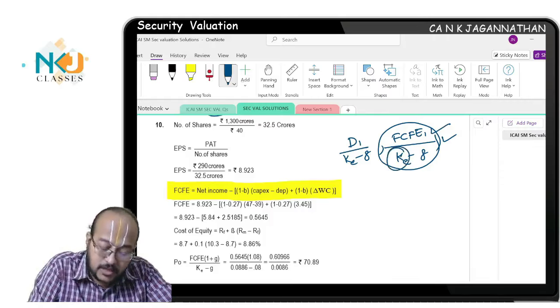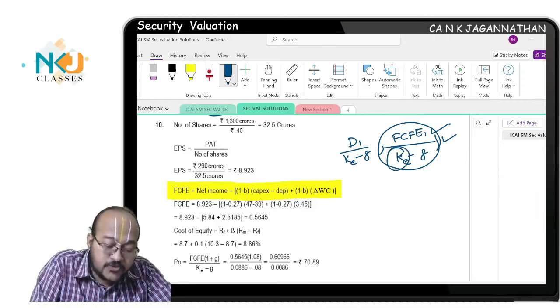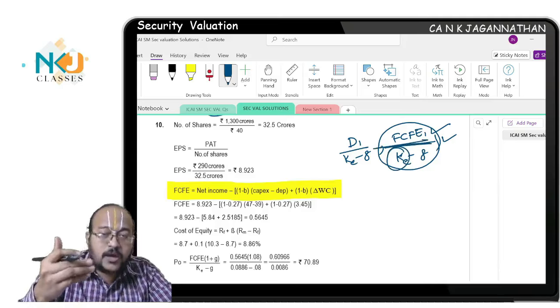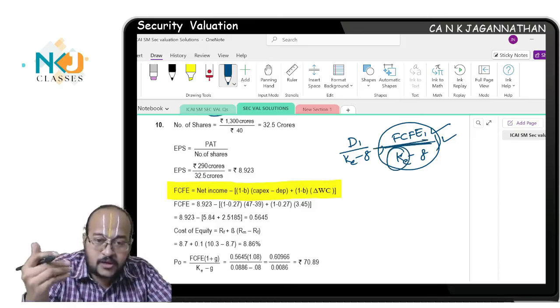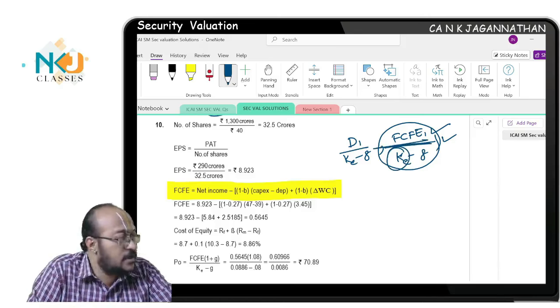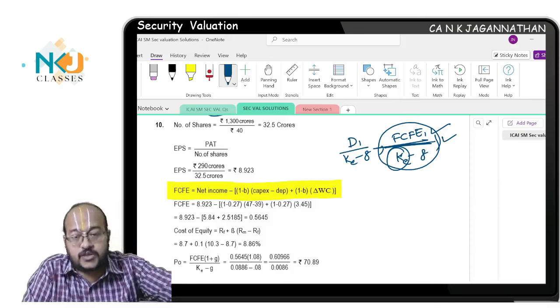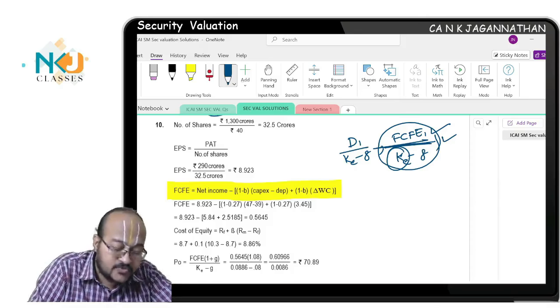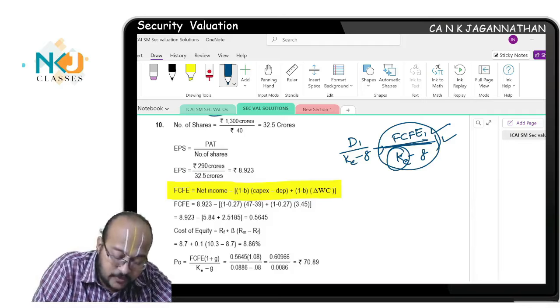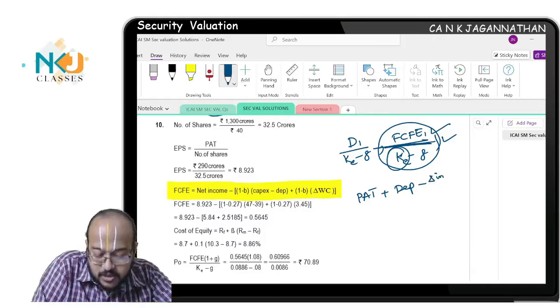Are you understanding? For that to happen, first you need to compute FCFE. Current FCFE you need to compute, then adjust for growth to find FCFE1 and find out the value. Here, how to compute FCFE from PAT? We take PAT, plus depreciation you add back, minus investment in fixed assets, minus change in working capital.